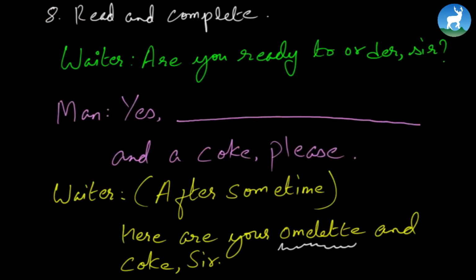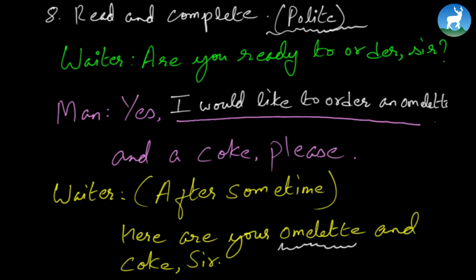Are you ready to order, sir? Man: Yes. An omelette and a Coke, please. That's too direct. So to make it more polite, remember we always try to make it polite, right? As much as we can. We have to speak politely. So, yes, I'd like to order an omelette and a Coke, please.